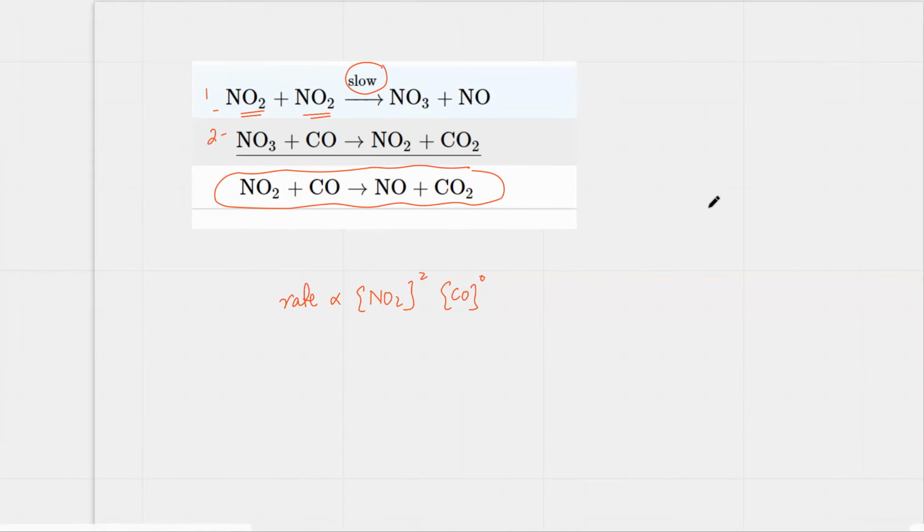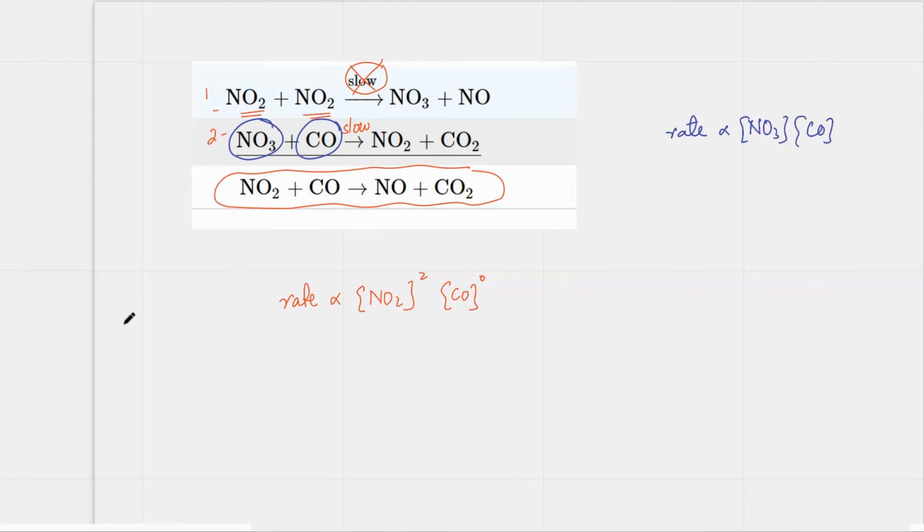But what if this was not the slow step? What if the second one was the slow step? Let's assume the second one was the slow step. Then the rate would depend on these two reactants. It would depend on the concentration of NO3 and the concentration of CO.